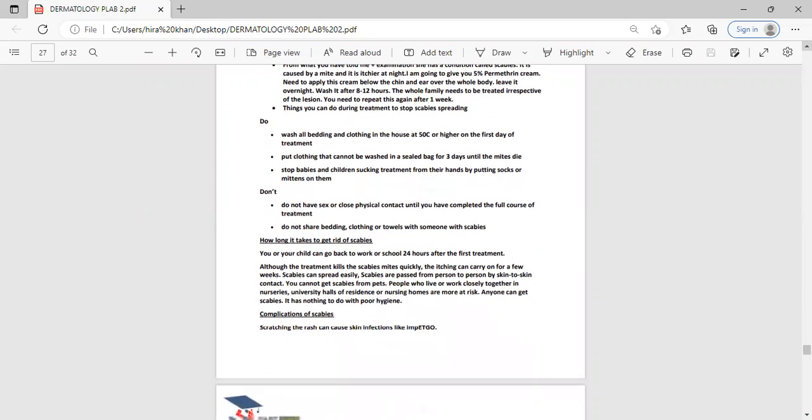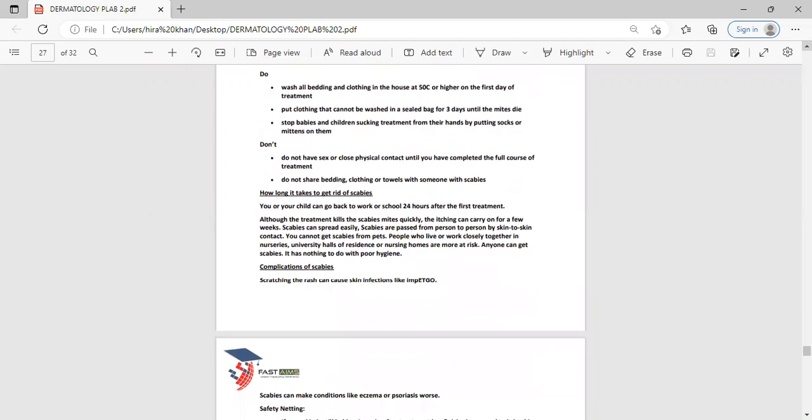So the next question was, how long will it stay? So you have to mention that you or your child can go back 24 hours after the first treatment. Although the treatment kills the scabies mite quickly, the itching can carry on for a few weeks. So you have to mention that point.